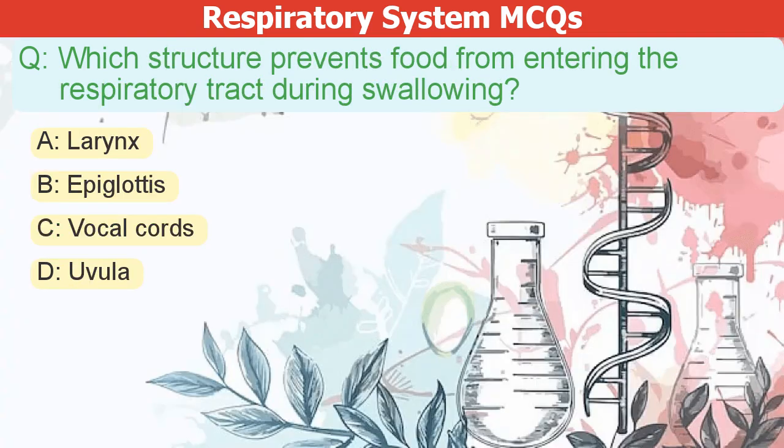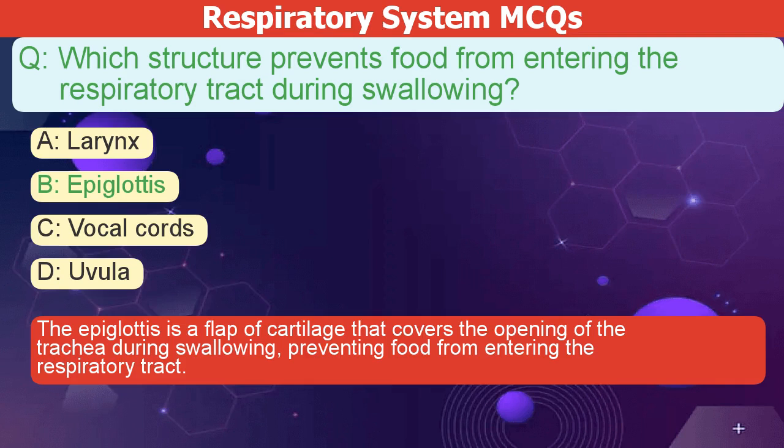Which structure prevents food from entering the respiratory tract during swallowing? A. Larynx. B. Epiglottis. C. Vocal cords. D. Uvula. The correct answer is B. The epiglottis is a flap of cartilage that covers the opening of the trachea during swallowing, preventing food from entering the respiratory tract.